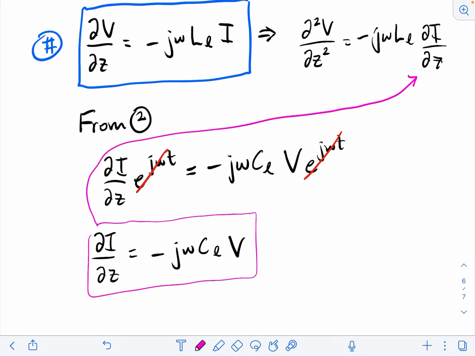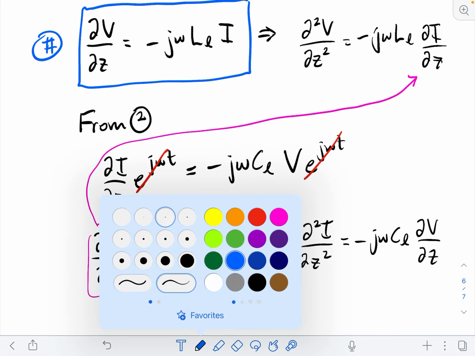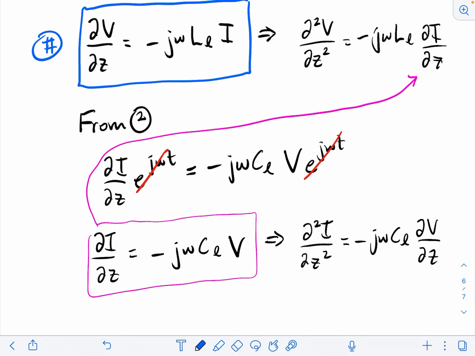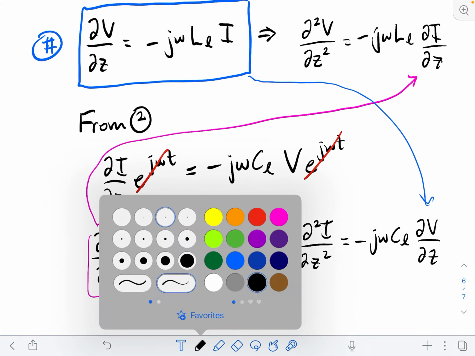We can do the same thing to the second equation. We'll take another position derivative. d2I dz2 is equal to minus j omega capacitance per unit length dv dz. Okay, and then we can take the dv dz in the blue box and we can sub it into here. Okay, let's do that.